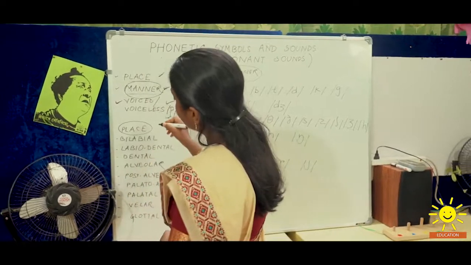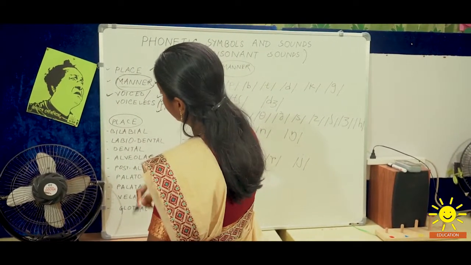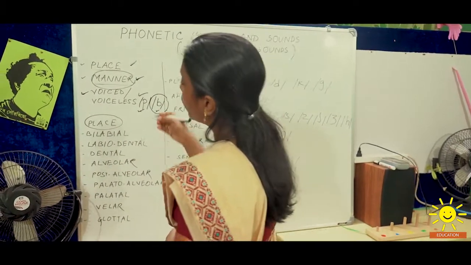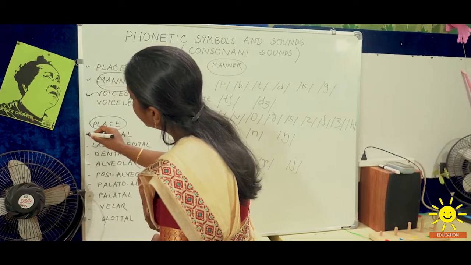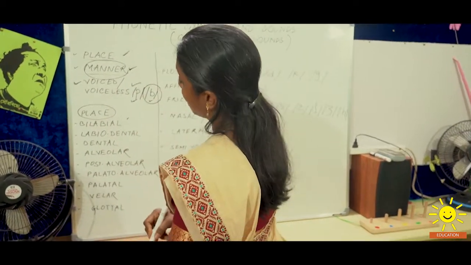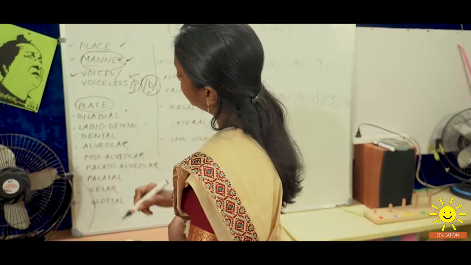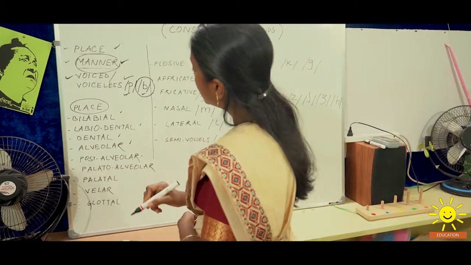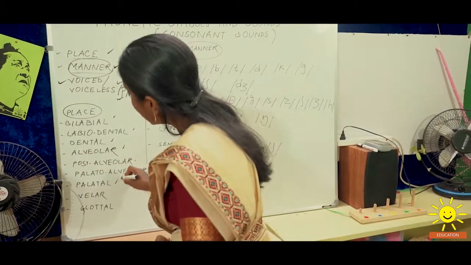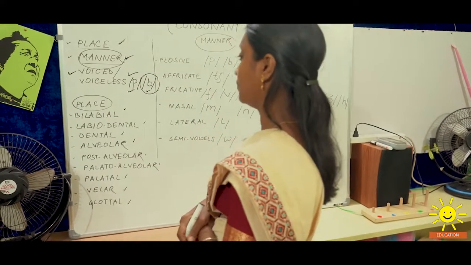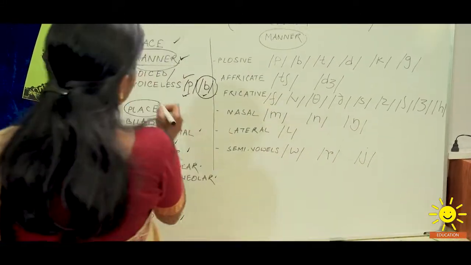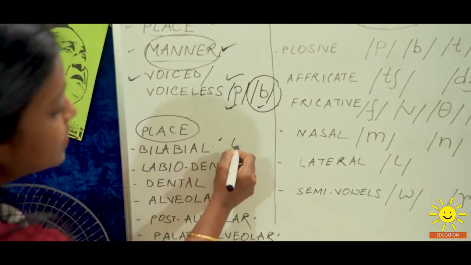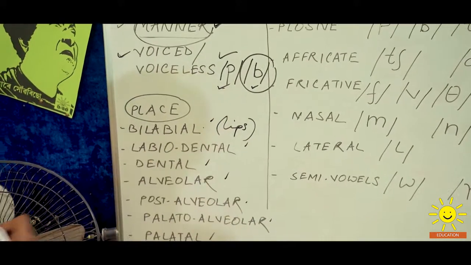Now, dear students, as far as the place of articulation is concerned, that is where the closure or the narrowing takes place, what is the place? So, we can classify the consonant sounds as bilabial, labiodental, dental, alveolar, post-alveolar, palato-alveolar, palatal, velar and glottal. Now, as far as bilabial consonant sounds are concerned, this involves the two lips.